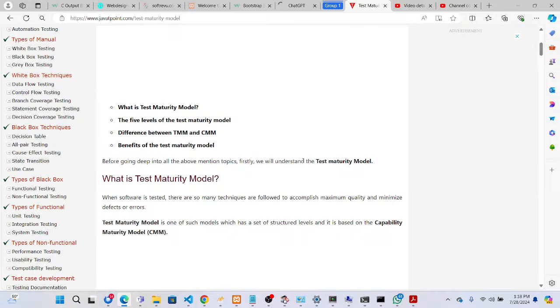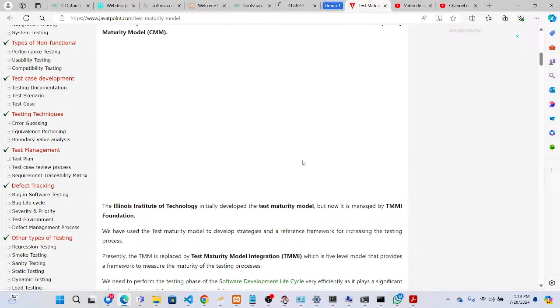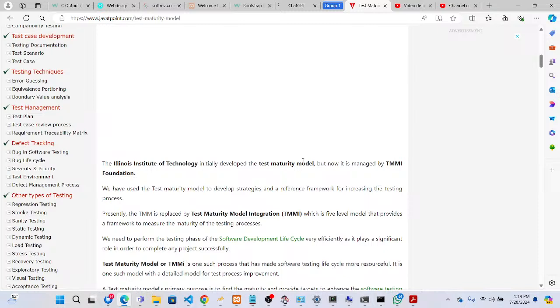Okay, and this third party organization does the audit, verifies, sees the processes, and actually gives the certification. Similarly, we have a testing maturity model. Then they give that TMMI Foundation, and then they give that maturity model certification. The Illinois Institute of Technology initially developed this testing maturity model, but now it is managed by the TMMI Foundation. And we have that testing maturity model to develop strategies and frameworks for improving the testing process.